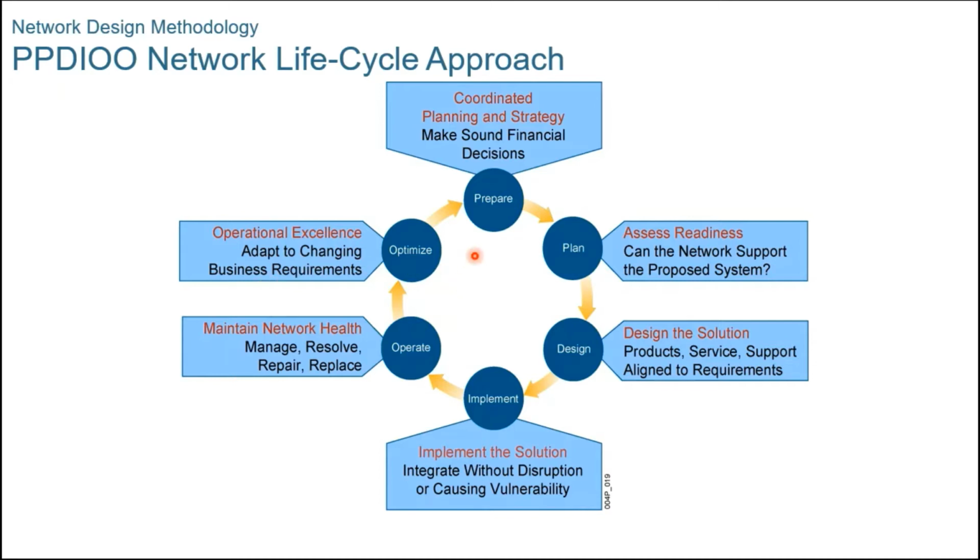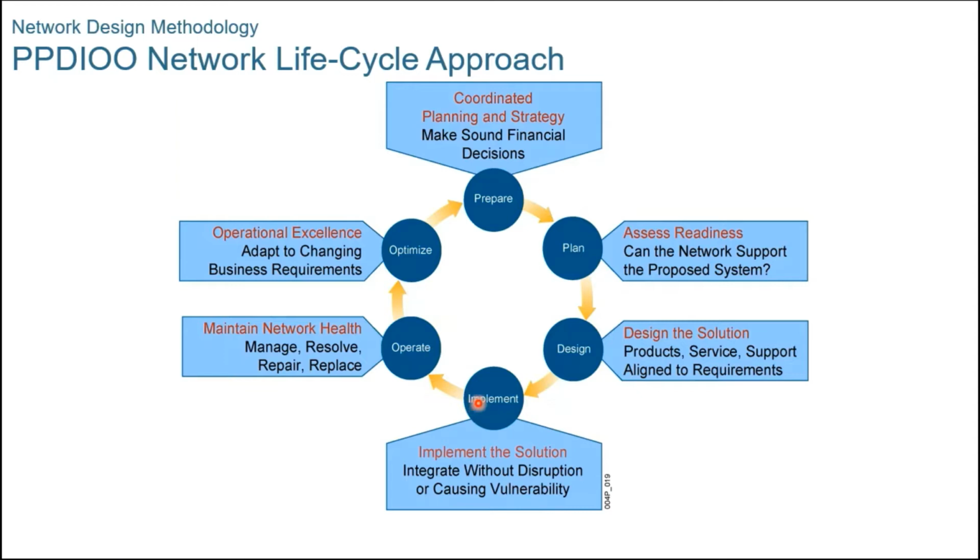So in the PPDIOO process, the optimize phase might lead to network redesign if too many network problems or errors arise, if performance does not meet expectations, or if new applications are identified to support organizational and technical requirements. So although design is one of the six PPDIOO phases, all the other phases influence design decisions, and the design phase interacts closely with them as follows.